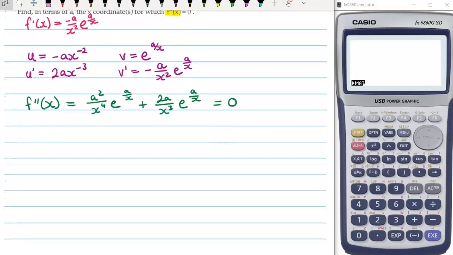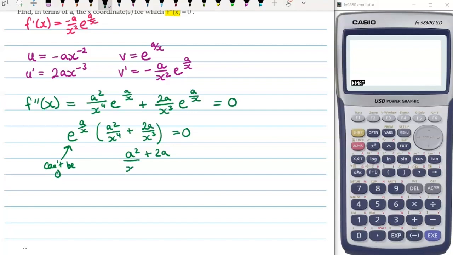So if this was equal to 0, we can first of all take out a factor of e to the a over x. We get a squared over x to the 4 plus 2a over x cubed is equal to 0. Well, e cannot be 0. If you were trying to work that out, you'd get a math error, because you would be trying to do natural log of 0 on one side, and that is not possible. It's an invalid solution. So therefore, we must carry on with a squared over x to the 4 plus 2a over x cubed. That's got to be equal to 0.